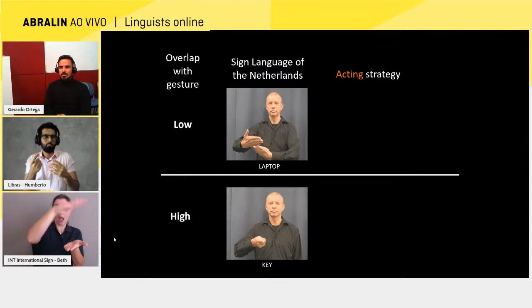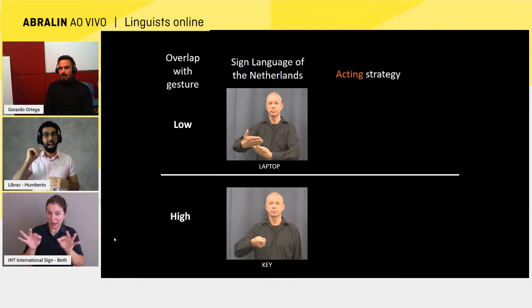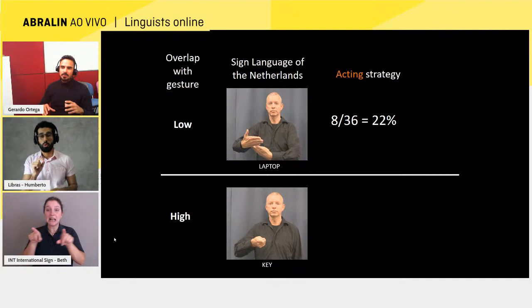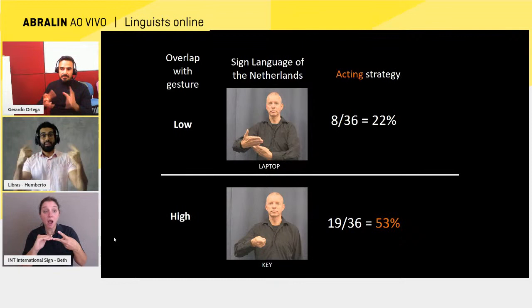One other thing that I carried out recently is, again, looking at the prevalence of this acting strategy. What we found was that when signs had low overlap with gesture, only 22% of the stimulus materials had this acting strategy. And in contrast, it's not a lot as in the previous studies, but 53% of the signs that had high overlap had this acting type of iconic representation.